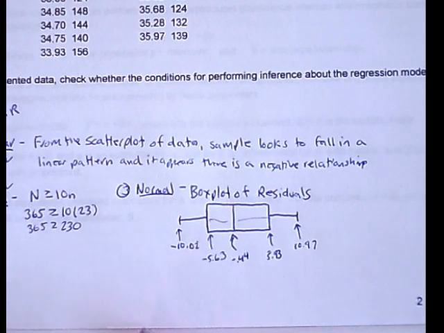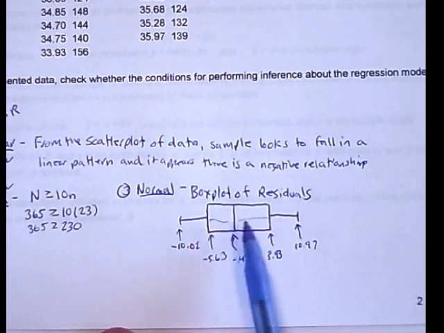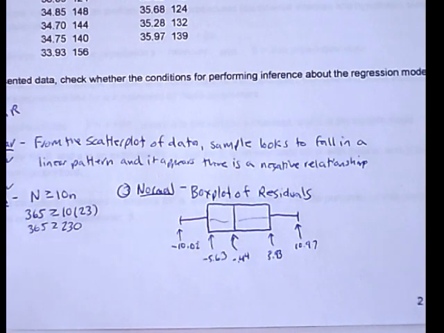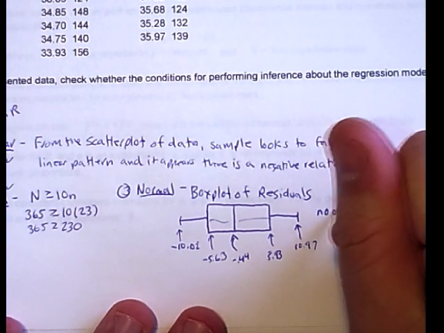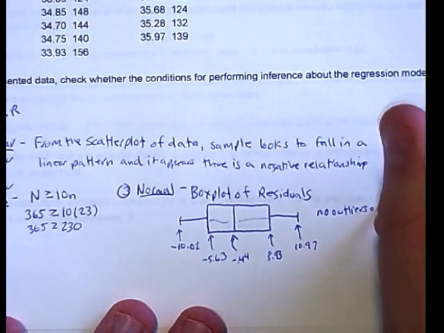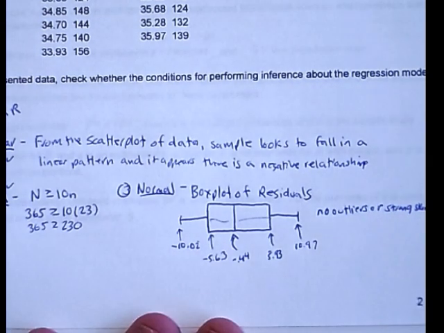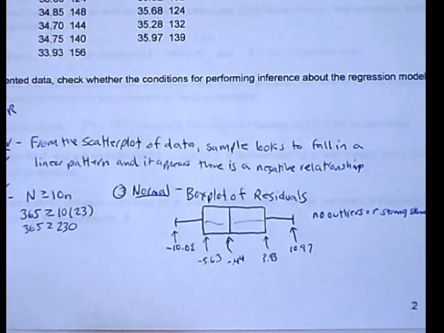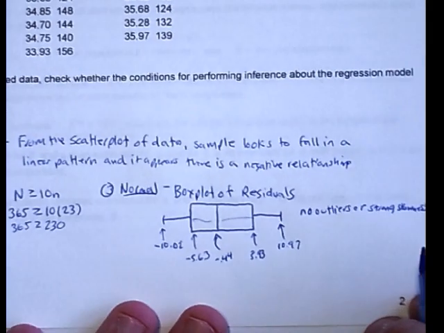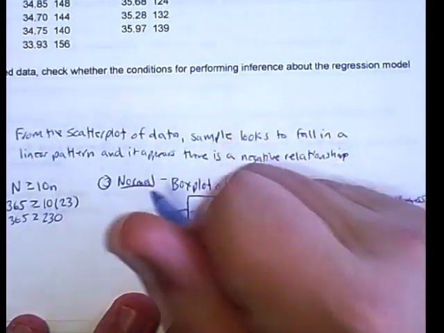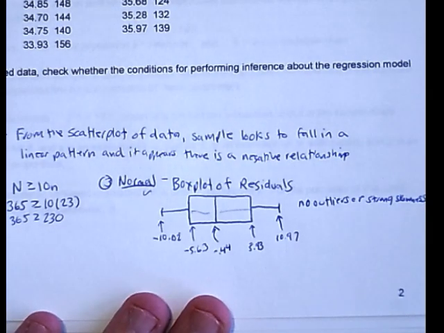I mean, we're going about 5 units that way. We're going about 6 units that way. Fair enough. Going about 11 units all the way out to there. We're going about 9.5 units that way. So it looks pretty symmetric, but the most important thing is that there's no outliers or strong skewness. Okay, there's no outliers or strong skewness. So that checks off the normal condition.